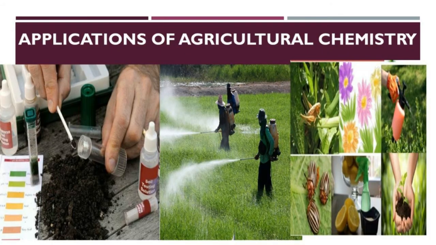Applications of agricultural chemistry. Soil testing. Crop plants may have different kinds of soil with varying pH. Soil pH is one of the main criteria to be considered for the selection of crop or remediation of soil. Soil testing involves determination of pH, porosity, and texture.